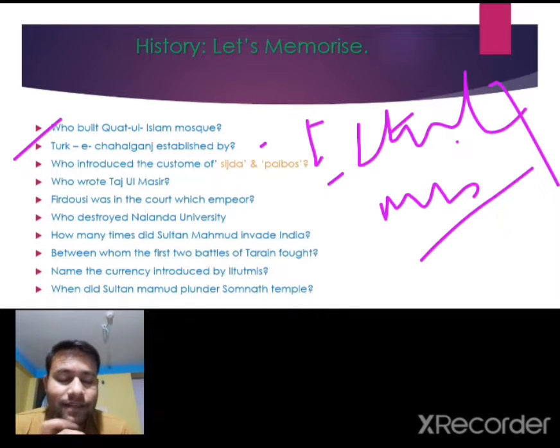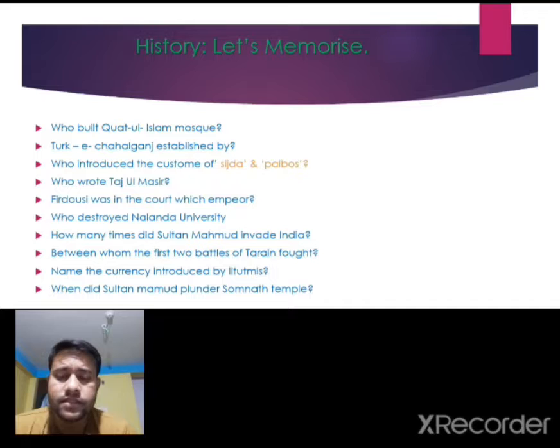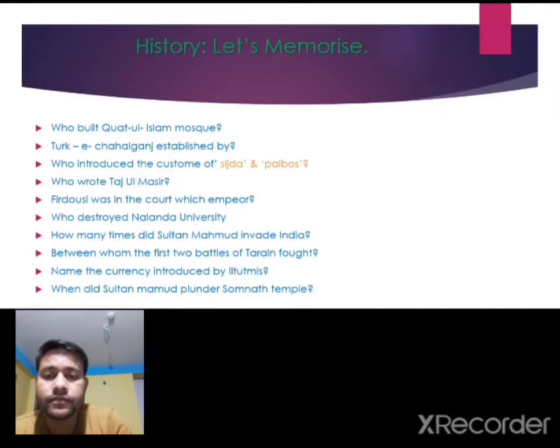So the facts are: Iltutmish is the son-in-law of Qutbuddin Aibak, and he established a board of 40 members, who were the makers of rulers after that, and it was also abolished by Bolban during his tenure. So 40 nobles. This is called Turk e Chahalgani or Chalisa Chakro, established by Iltutmish. Move on to the next question.